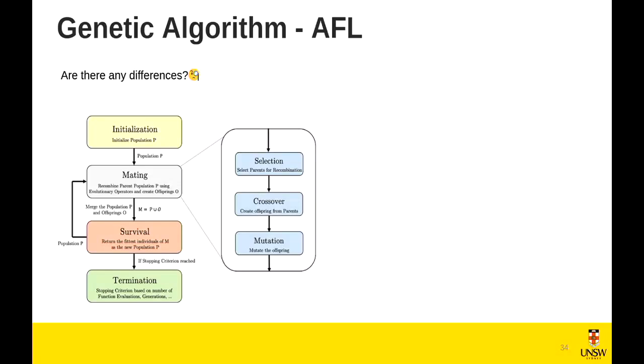So first, for initialization, the population is actually made up of the seed test inputs. For genetic algorithm, normally it's initialized randomly. But for AFL, it's initialized by the user. So the user provides the initial seeds. And in our assignment, we are not doing that, because it's not a technical thing.